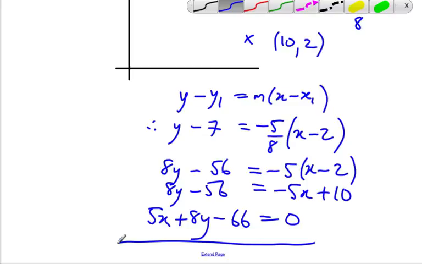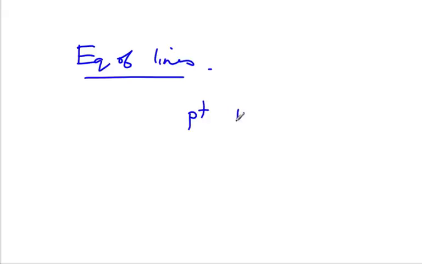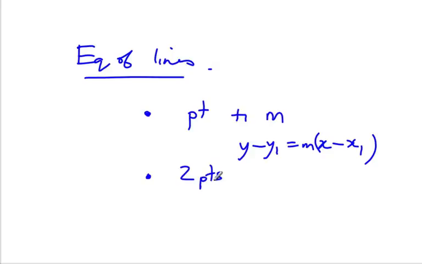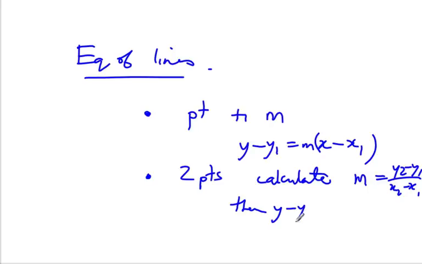So there it is, equations. We've just started equations of lines. And really, there's point plus gradient. If you've got point and gradient, then you just use y minus y1 equals m(x minus x1). Okay, so there's the first opportunity. If you're given 2 points, then you calculate m, which is y2 minus y1 over x2 minus x1, or just rise over run, and then use y minus y1 equals m(x minus x1).